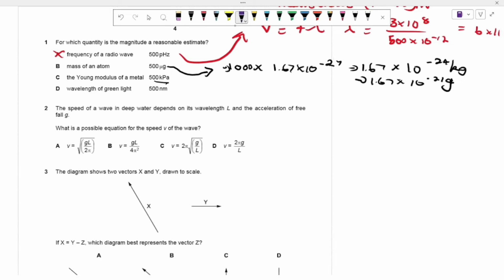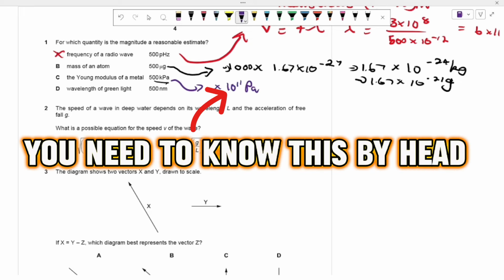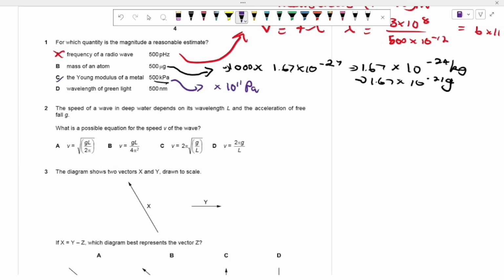I think Young modulus is something that you should just know. I've seen a lot of questions that require a student to know the Young modulus, and my advice, just know it by heart. It's usually of the magnitude of 10 to the power of 11 pascals. If you had known that, you would have gotten that C has to be wrong.